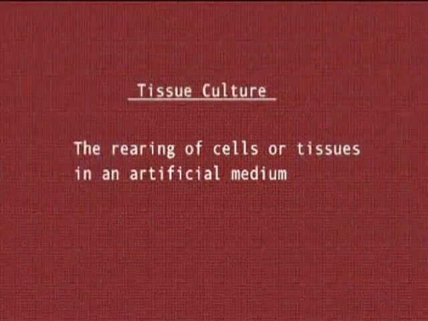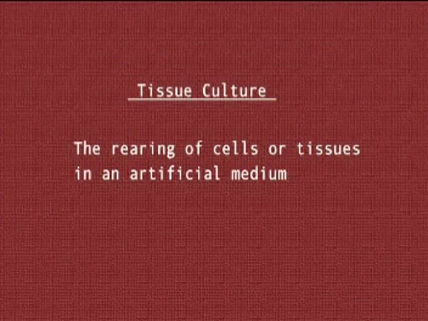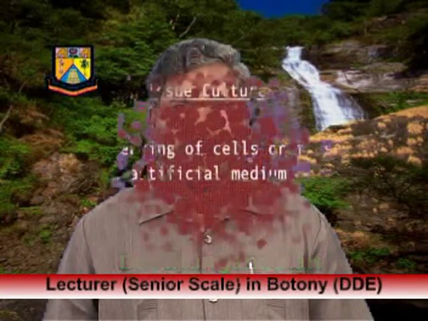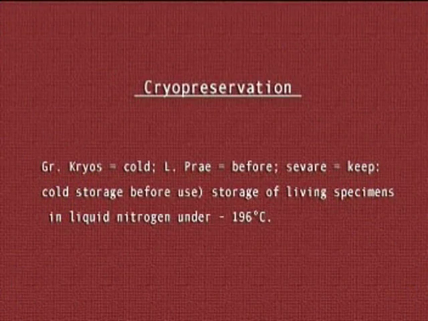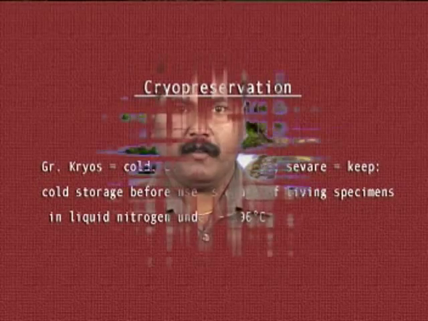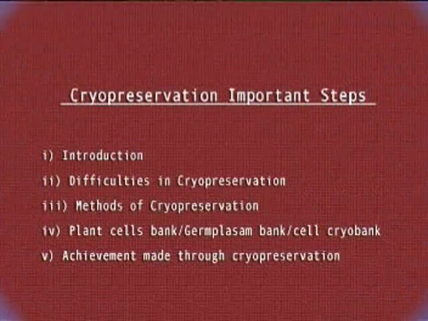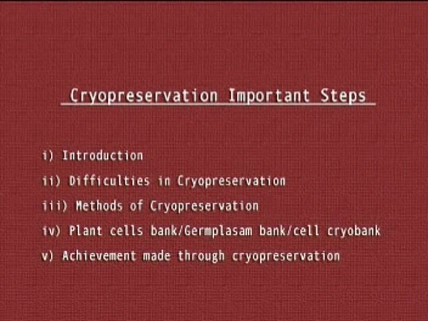Dear friends, the paper is Tissue Culture, Biological Technique and Developmental Botany. Today we discuss the topic of cryopreservation. In this topic, mainly five subtopics are necessary. One is the introduction, second is the difficulties of cryopreservation, third is the methods of cryopreservation, fourth is gene bank, pollen bank, germplasm bank, and fifth is the achievements made through cryopreservation.